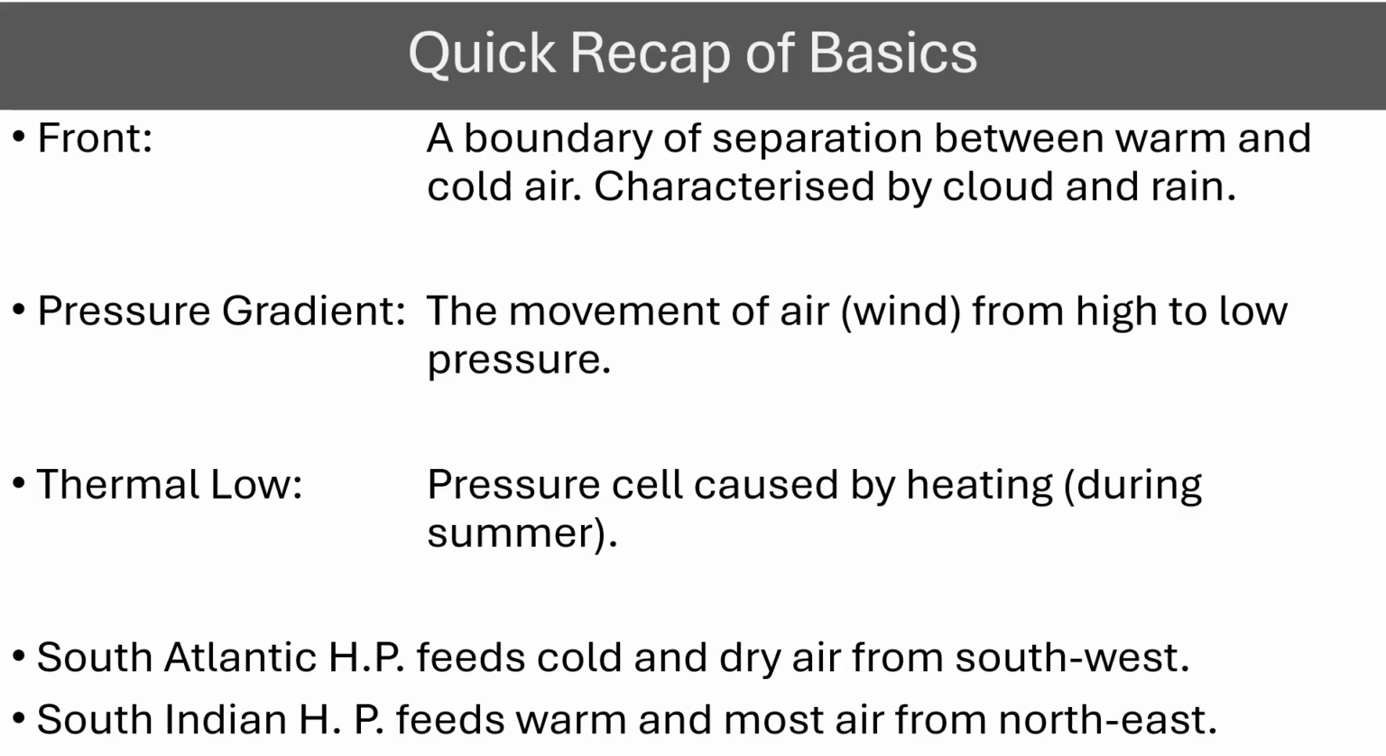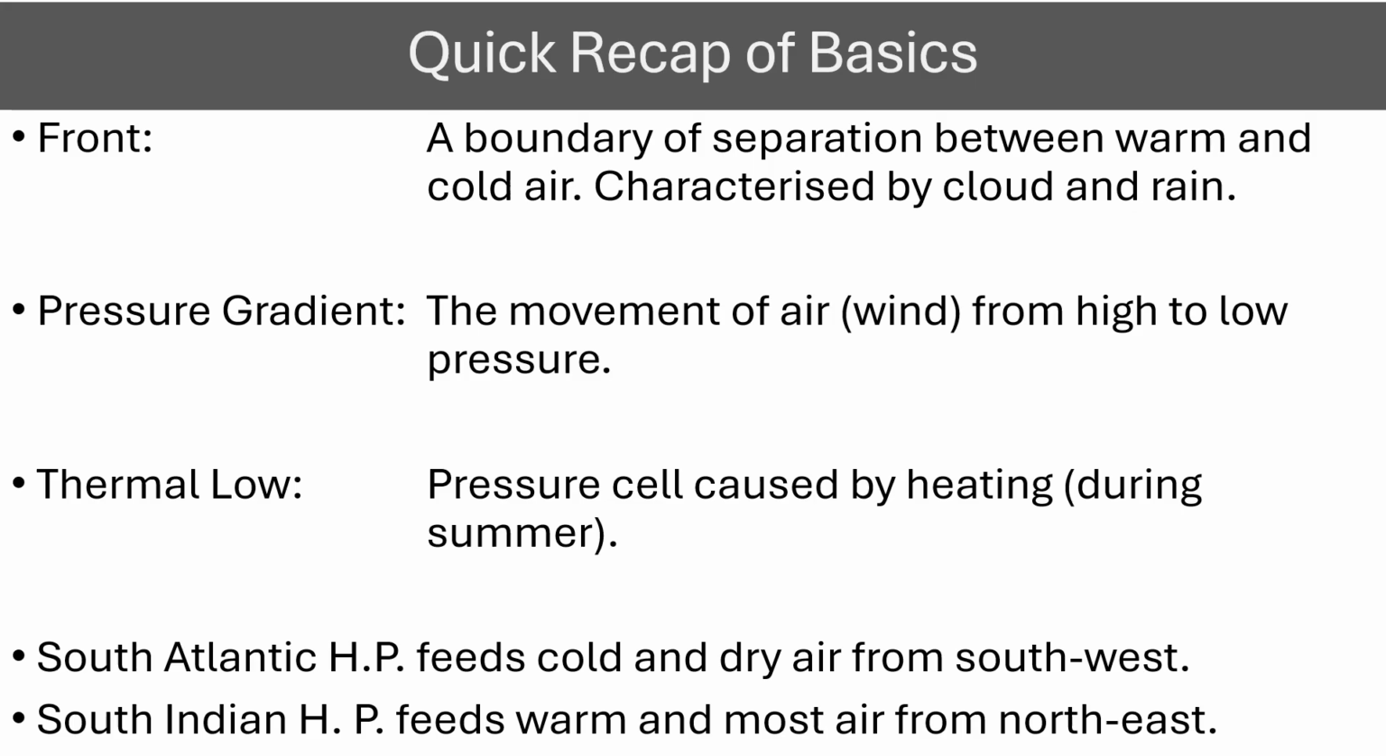Just a quick recap on the basics that are important for understanding the formation of line thunderstorms. A front is a boundary of separation between warm and cold air. All fronts are characterized by cloud and subsequent rain.